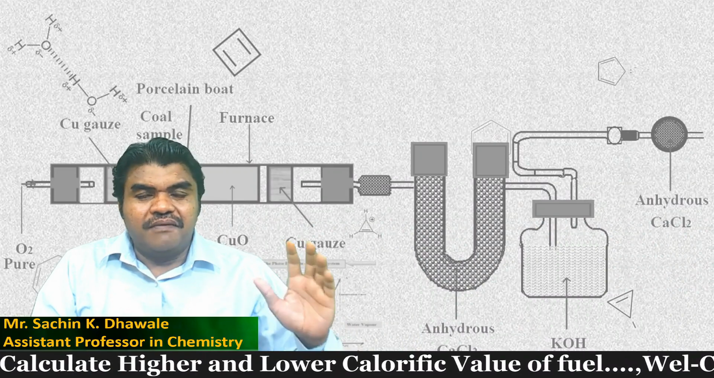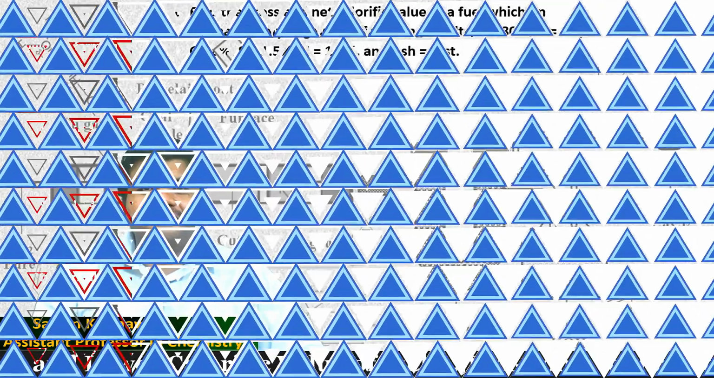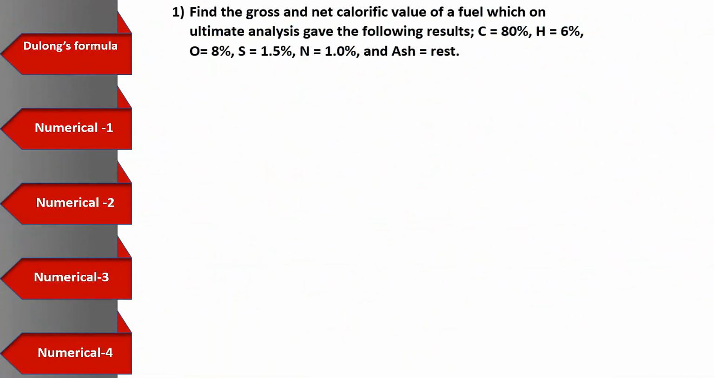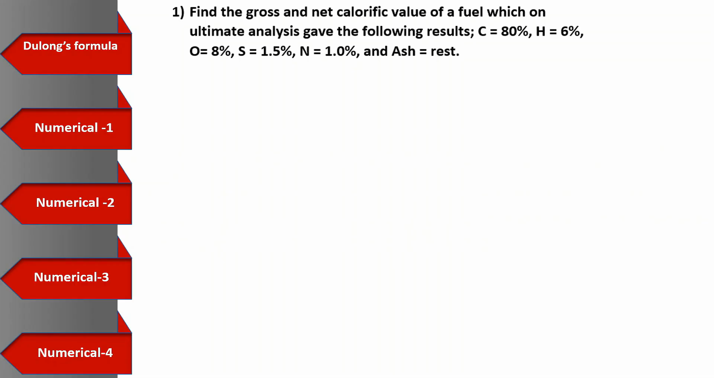Let us observe the first numerical related to calorific value. Find the gross and net calorific value of a fuel which on ultimate analysis gives the following result: carbon 80%, hydrogen 6%, oxygen 8%, sulfur 1.5%, nitrogen 1%, and the remaining is ash. In this numerical, carbon, hydrogen, oxygen and sulfur are important for the calculation of first the gross calorific value, and after that the net calorific value.